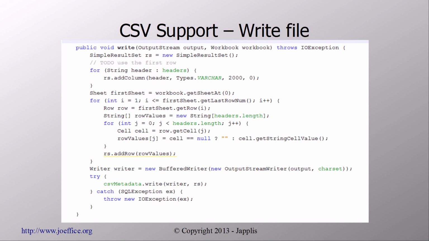Now, also writing a file. For writing a file, we go through all the rows of the spreadsheet, because maybe someone has edited the file, and then we get the value as a string of each cell, and then we write it to the result set with the method add row. And then the CSV library, we just write it into the output stream.